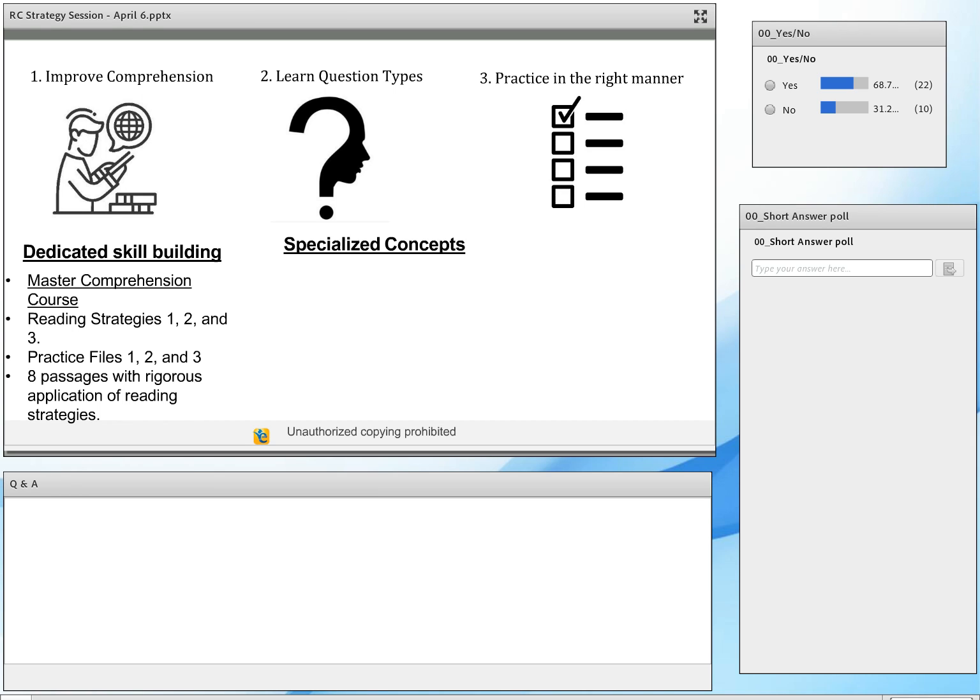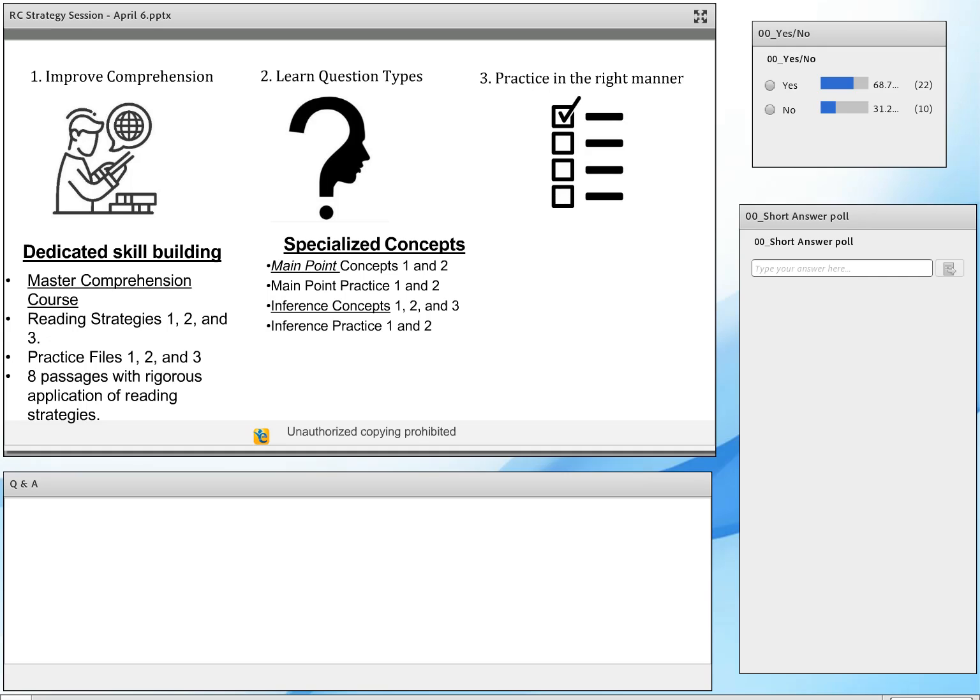Now, after you do that, we have these specialized concepts in which we teach you main point questions. How do you answer main point questions? For that, we have 2 concept files and we have 2 practice files for you to apply those learnings right there and then.